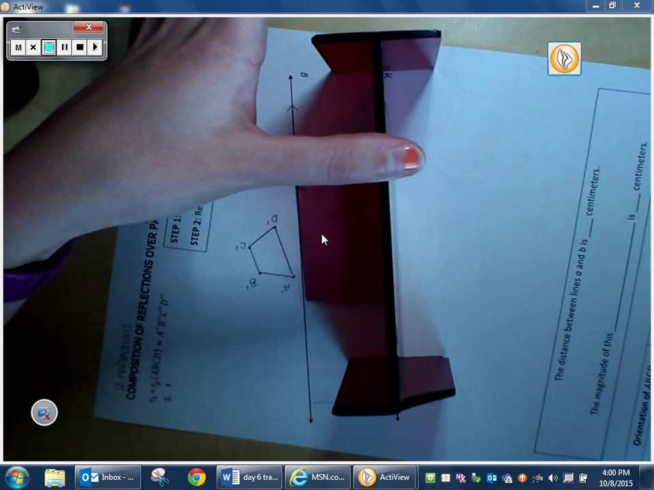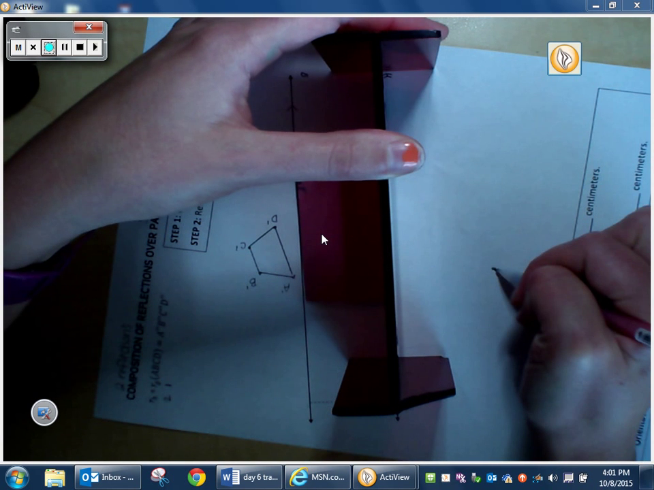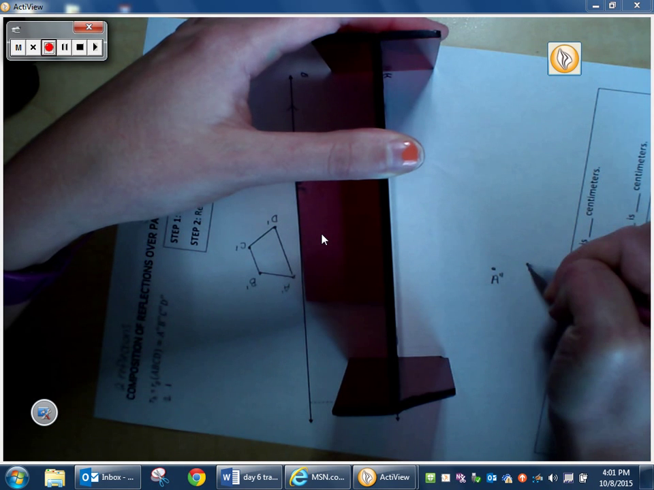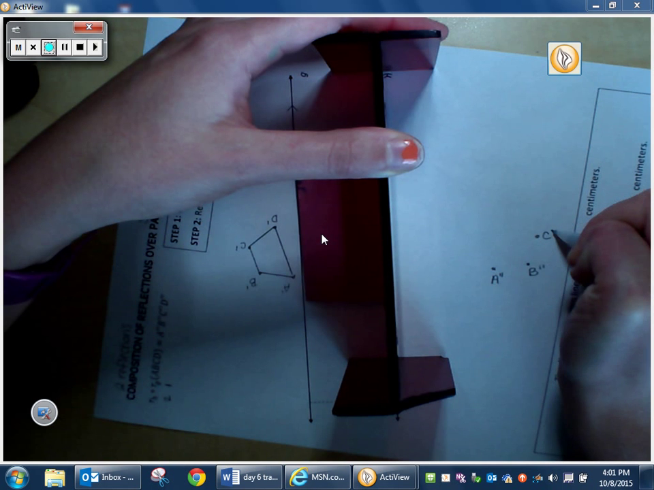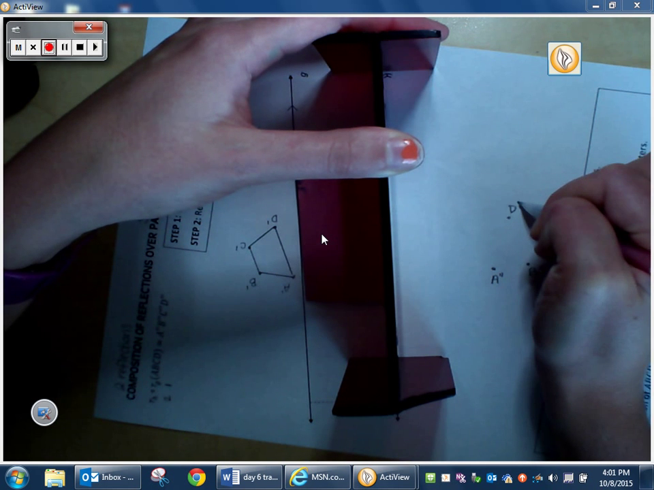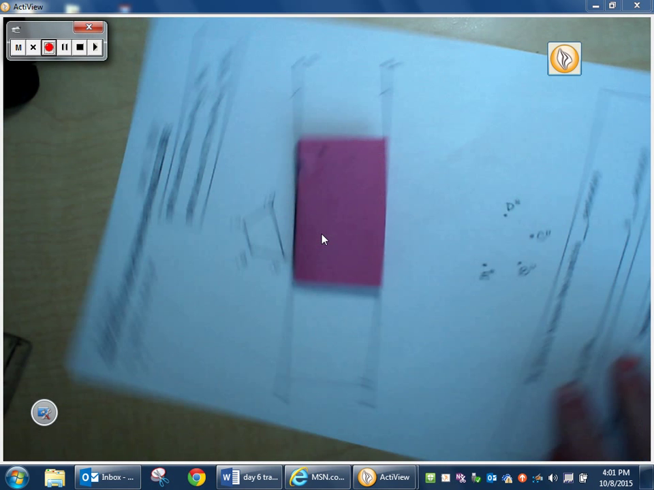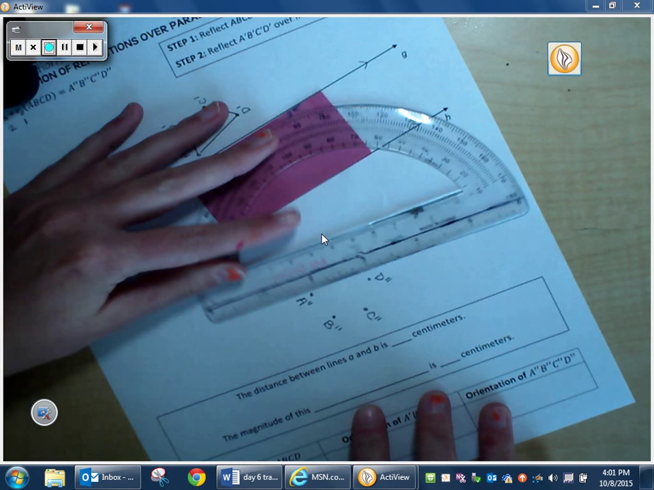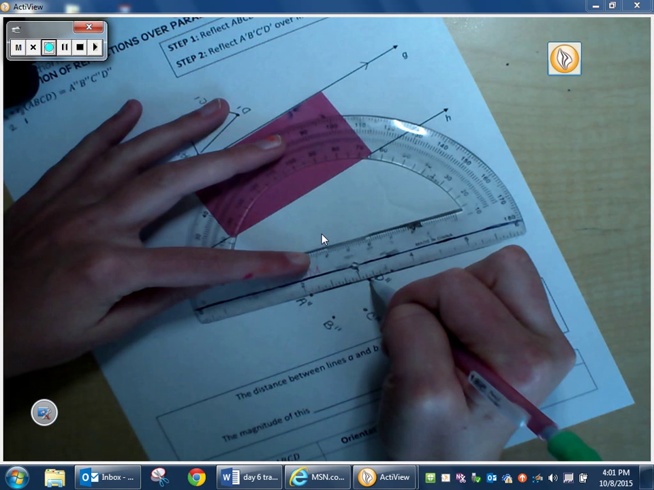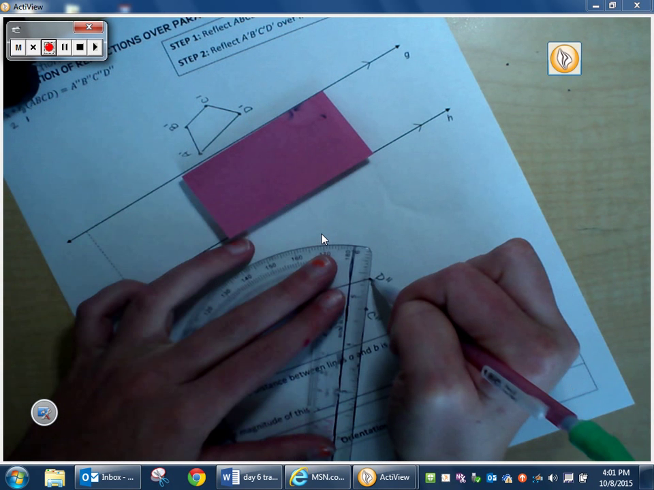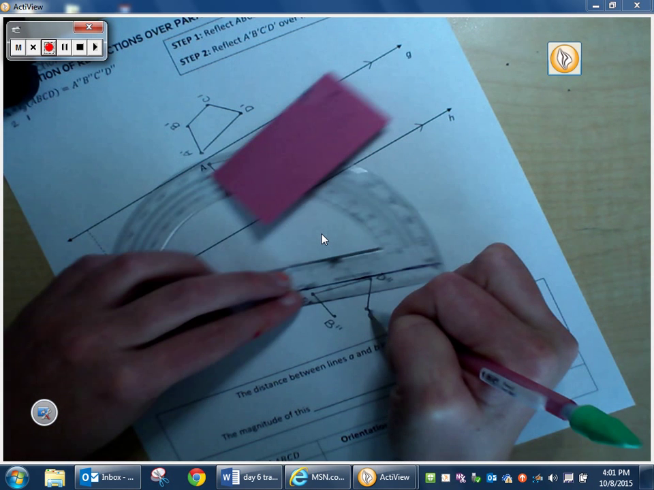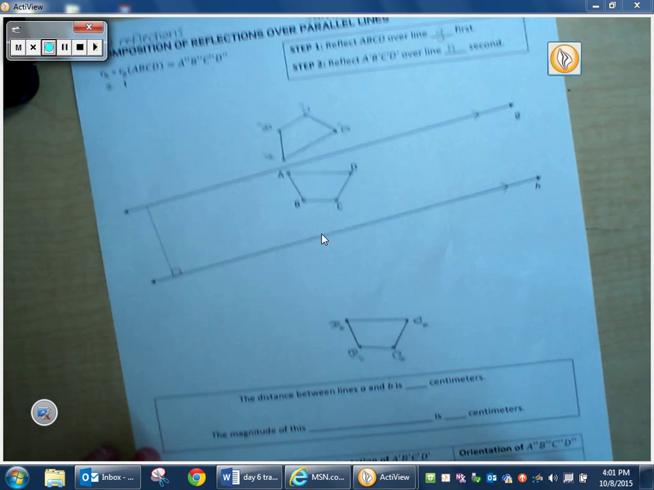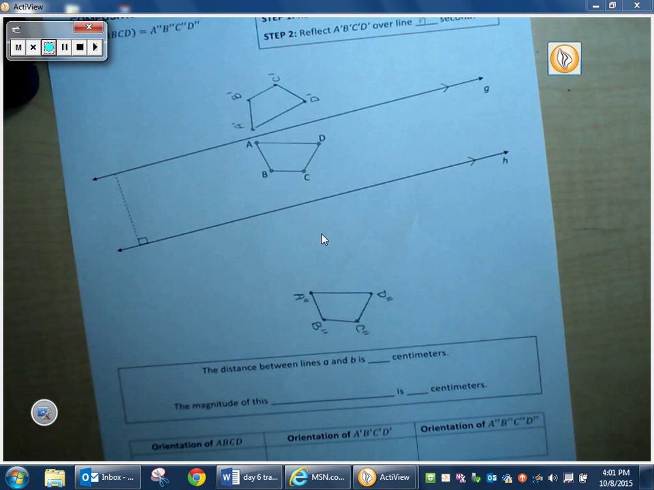All right, and I'm going to call this A double prime, B double prime, C double prime, D double prime. And now I'm going to connect. Okay? So then now I have my final image, which I'm going to highlight so I know what is what.